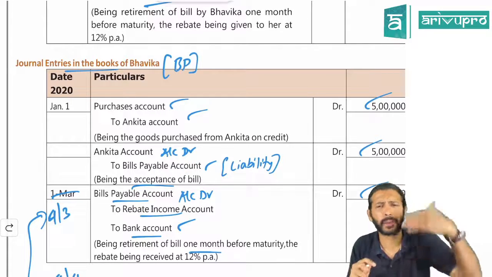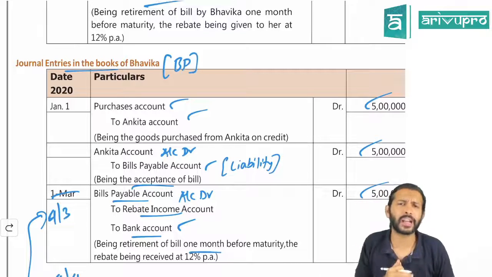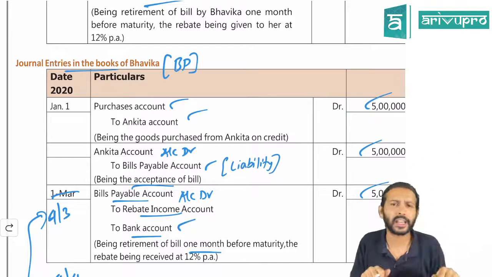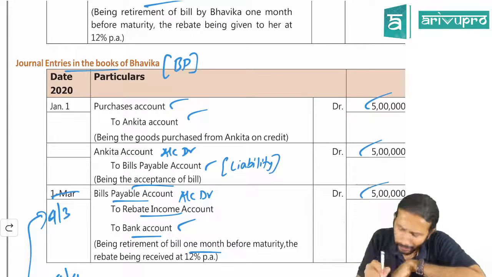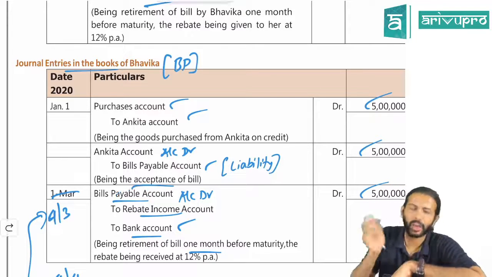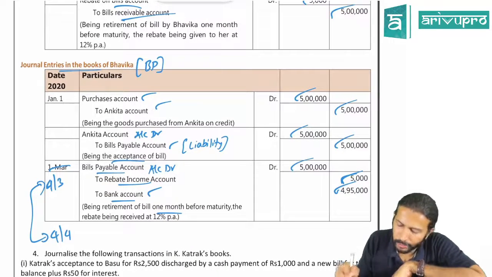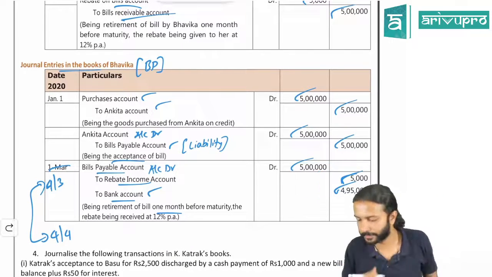Any liability for that matter has a credit balance. How do you close that liability or how do you cancel that liability? If it has a credit balance, how do you cancel it? By debiting. That's what I've done here. Bills payable account debit to rebate, to bank. That's all. It's a funda. That's it. Now okay now.